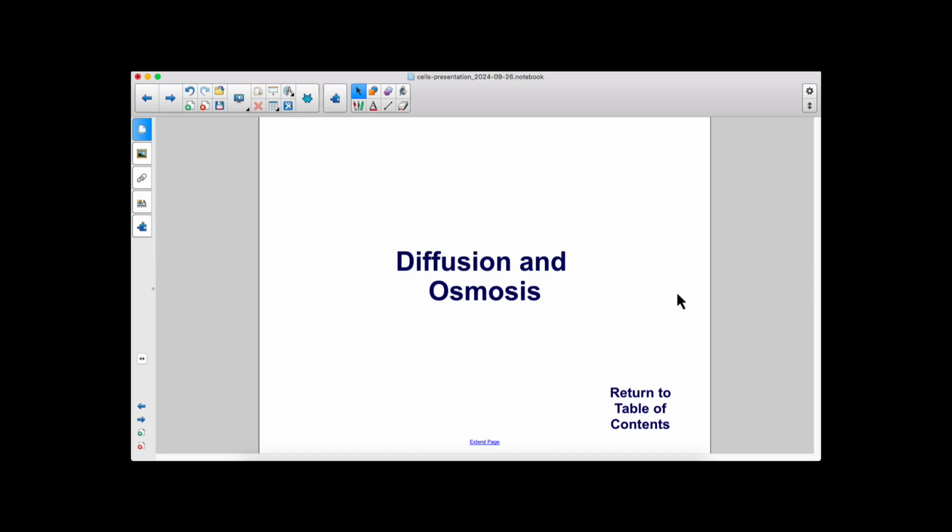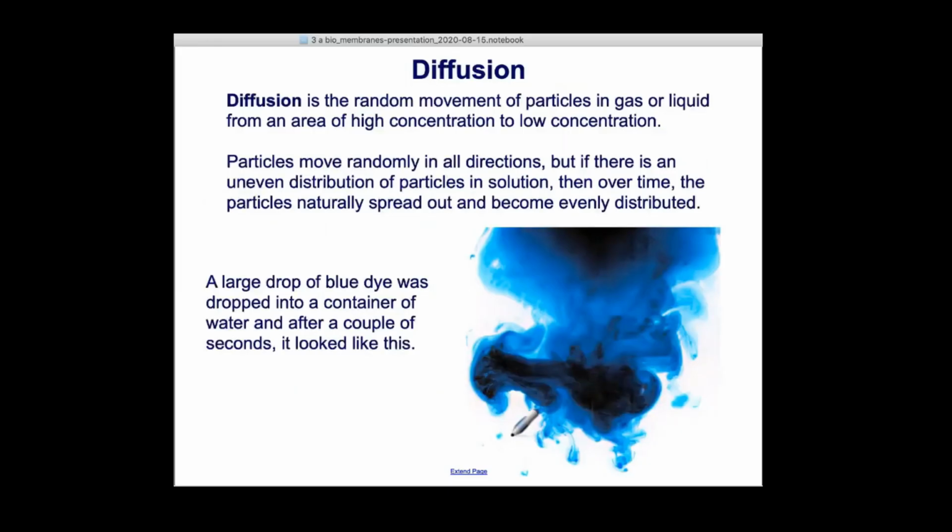Diffusion and osmosis. Diffusion. Diffusion is the first type of passive transport that we're going to talk about.